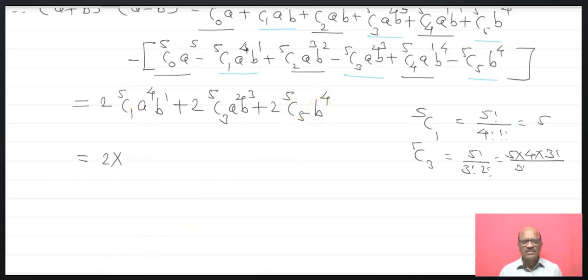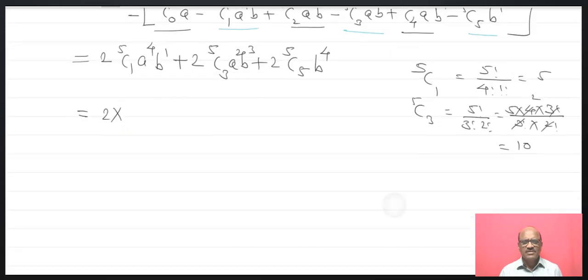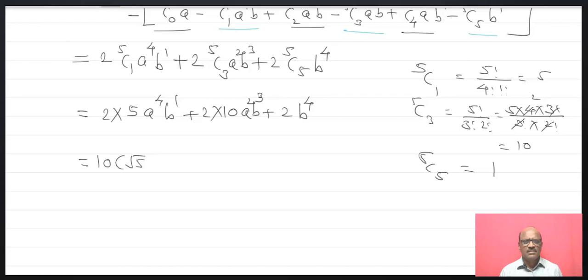Now we'll calculate their values. Now see this, 5c1 is equal to 5 factorial upon 4 factorial into 1 factorial. 5c3 is 5 factorial upon 3 factorial into 2 factorial, which is equal to 10. 5c5 is equal to 1. Now we'll substitute the values here. This is the 5.